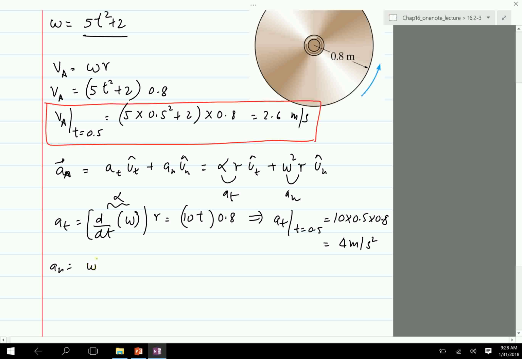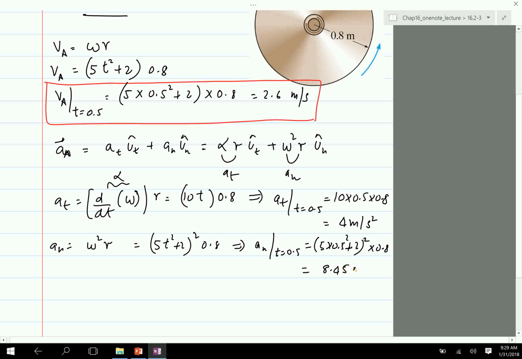a_n is omega square r, which is (5t squared plus 2) the whole square times 0.8. So a_n at t equals 0.5 equals (5 times 0.5 squared plus 2) squared times 0.8, which is again 8.45. The final step is to find the magnitude, which is simply a_t square plus a_n square. You sum them up and take the square root, and what I get is 9.35.